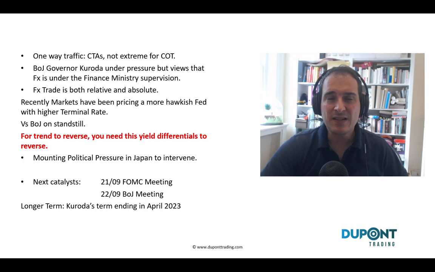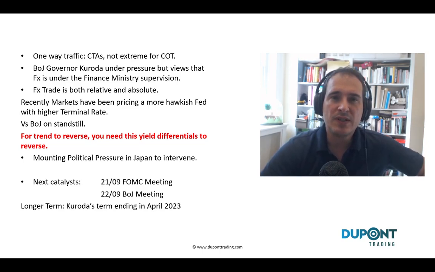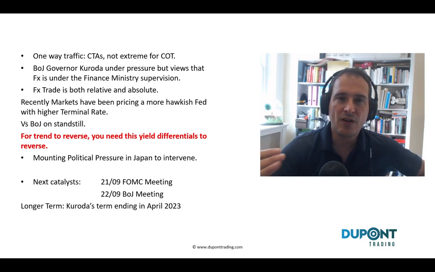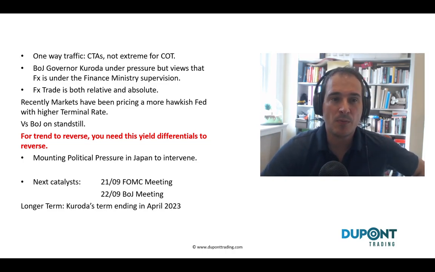So recently, if we look at the recent move from 140 to 145 that we had over the last week, the financial markets have been pricing more and more a hawkish Fed coming into the FOMC meeting that is happening in 2 weeks, with a terminal rate, meaning a peak rate for the Fed funds rate, 25 to 50 bips higher than it was a month ago.